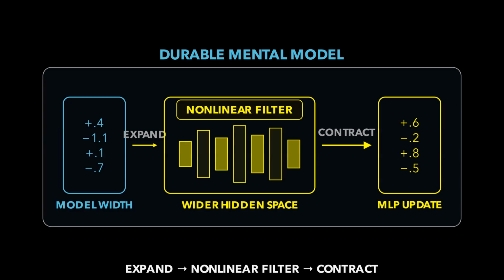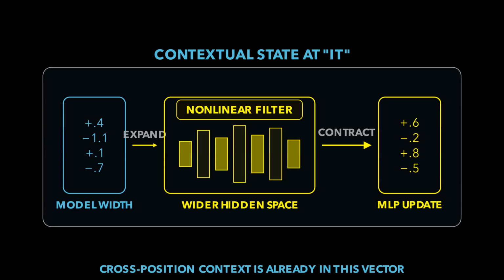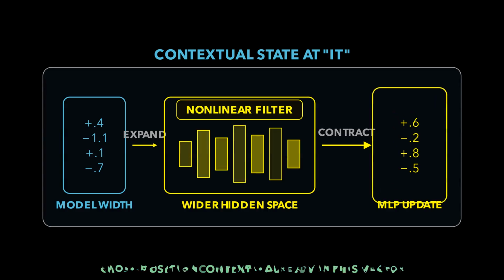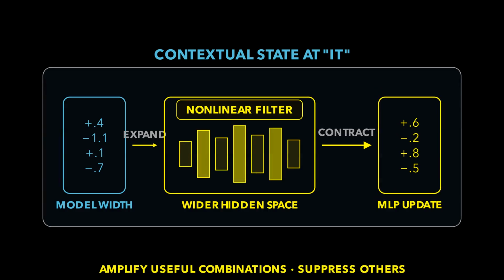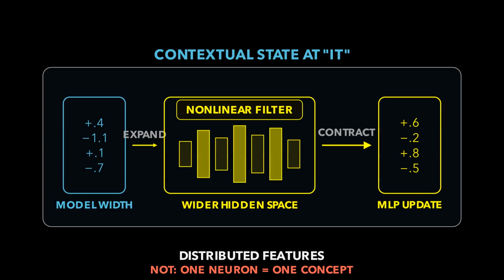The MLP performs a learned nonlinear transformation independently at each position. For the "it" position, this workshop receives a state that already includes contextual information. It can reshape features in that state, amplify useful combinations, and suppress others. We should not label one neuron "piano detector" or one layer "grammar floor." Real behavior is distributed and messy.